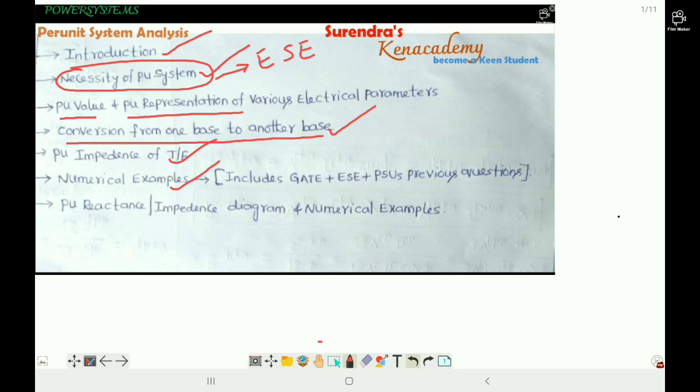Then the last concept with respect to per unit system analysis is how to draw the per unit impedance or reactance diagram for a given single line diagram of power system network, and how to solve the problems. Okay, these are the concepts I want to discuss with respect to per unit system analysis.